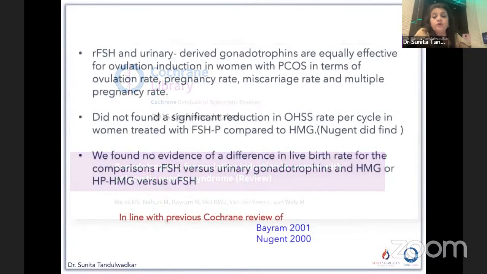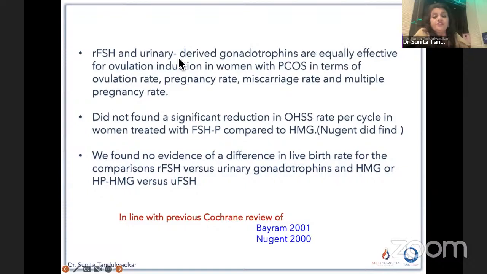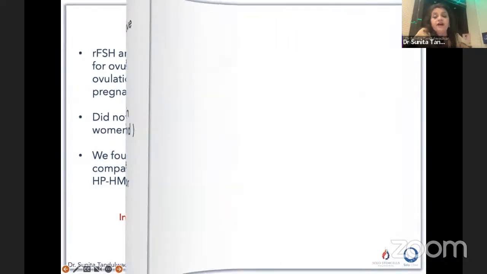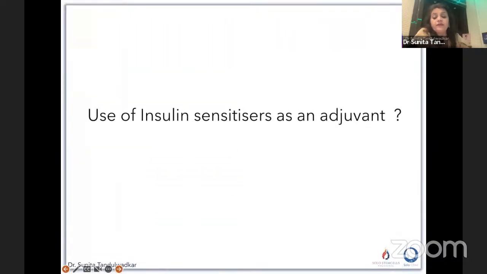And when we talk about gonadotrophin induction, which gonadotrophin? Recombinant FSH and the urinary, they are equally effective. There is no increase in pregnancy rate or ovulation rate or miscarriage rate with recombinant or a highly purified HMG. So both are equally good. From 2001 to now, the publications have said again and again, in PCOS, recombinant as well as HMG is equal.